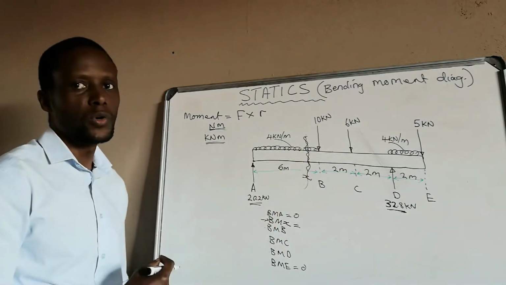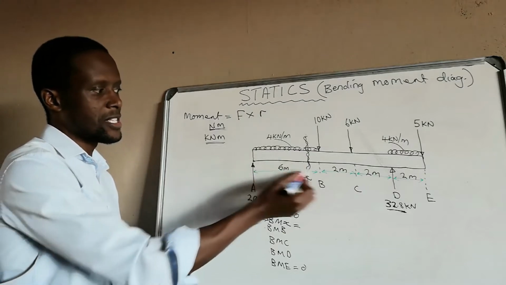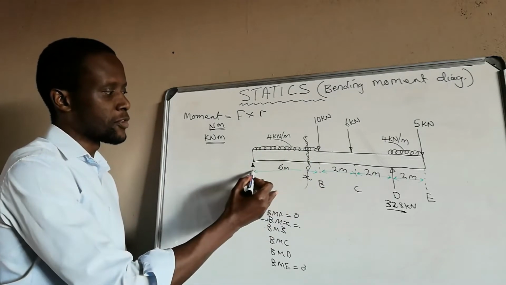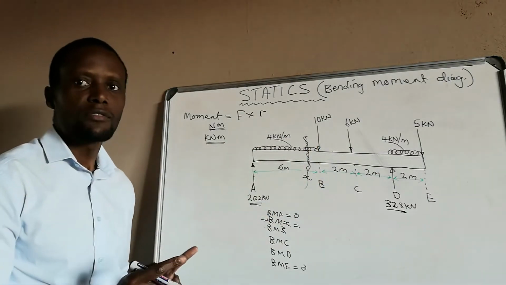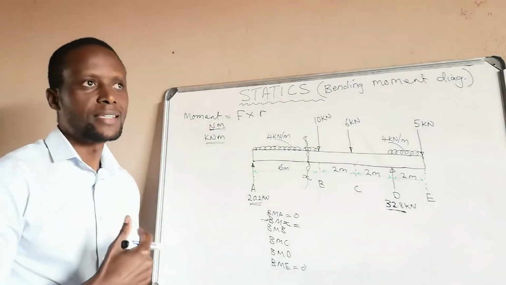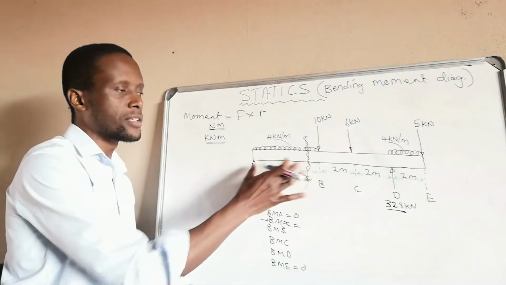We'll first need to know the distance from A up until that point. We know it is not 6 meters because 6 meters is from A up until B. But from A up until X, there is a distance that is unknown. You can measure from your shear force diagram, but it will not give you the exact number. It will not give you the decimals that are required on that point.